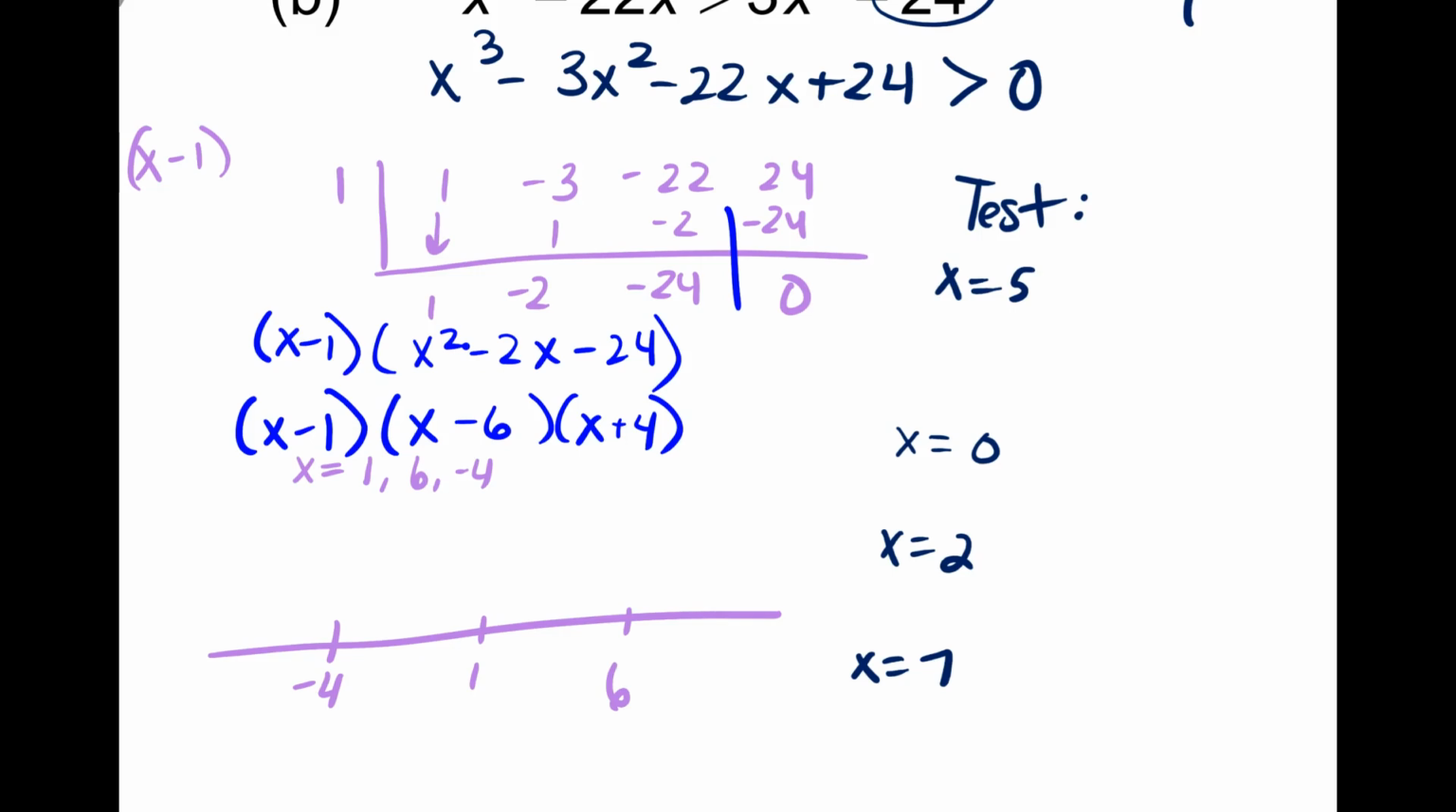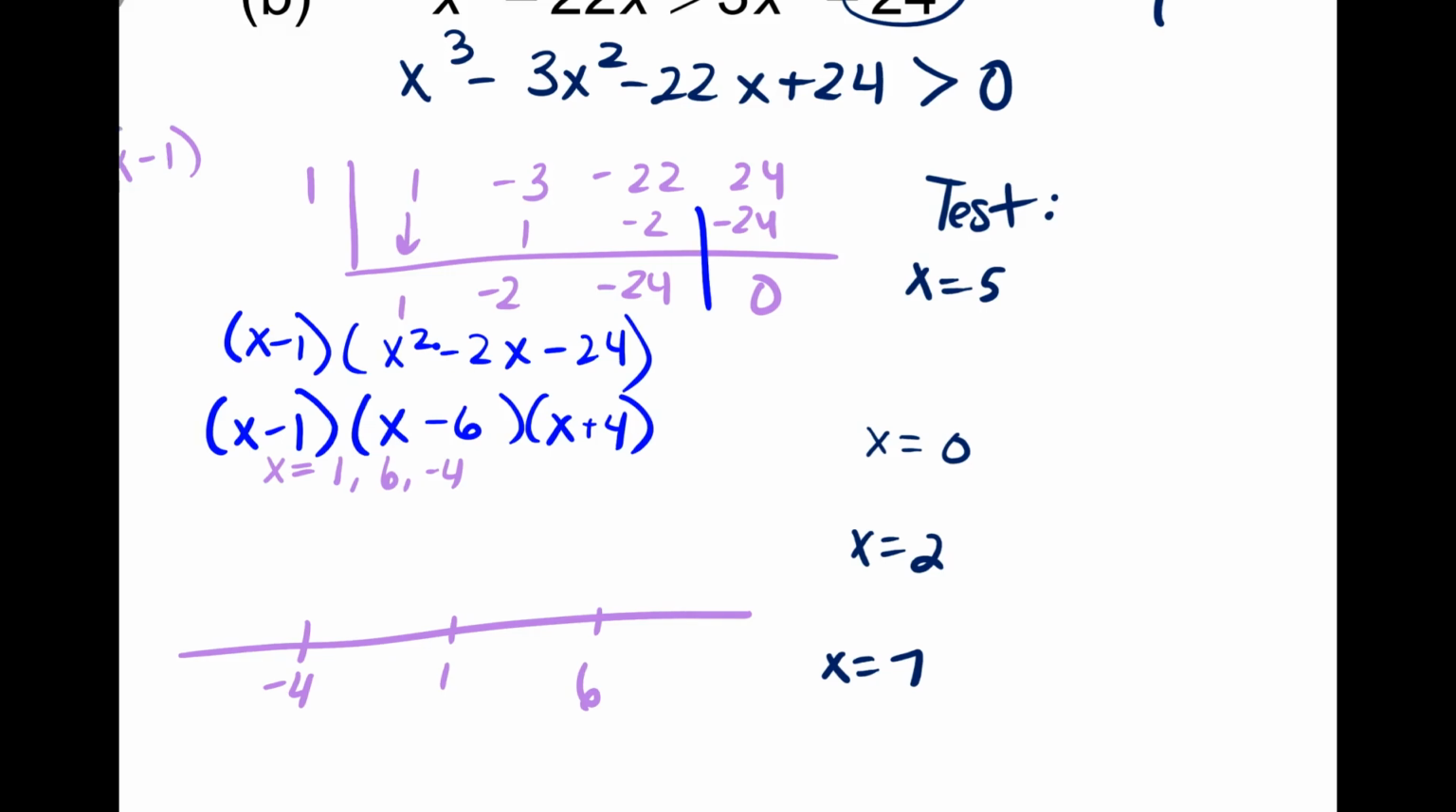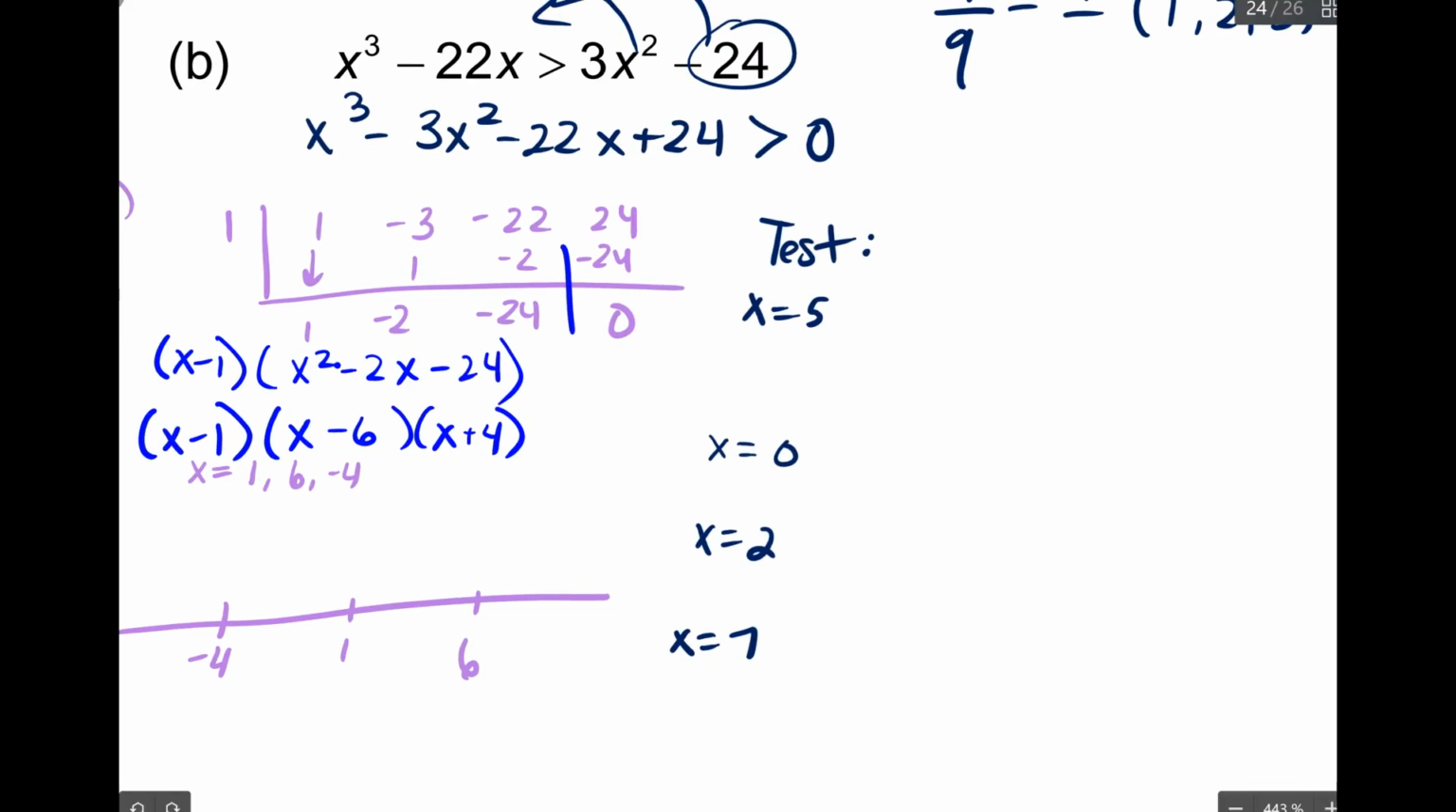Alright, so when x equals 5, oh wait, shoot, this is meant to be negative 5. Okay. Negative 5 minus 1, negative 5 minus 6, negative 5 plus 4. So that's negative, negative, negative. Okay, this will be negative. So negative times a negative times a negative is a negative.